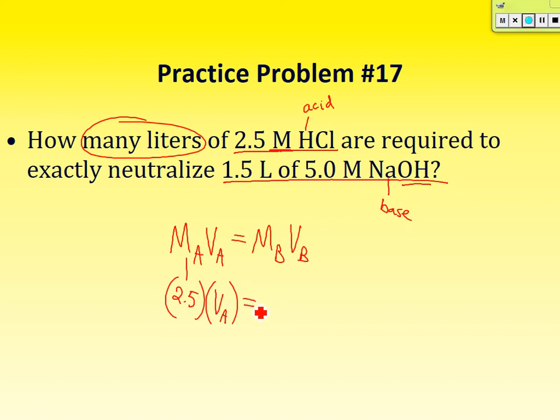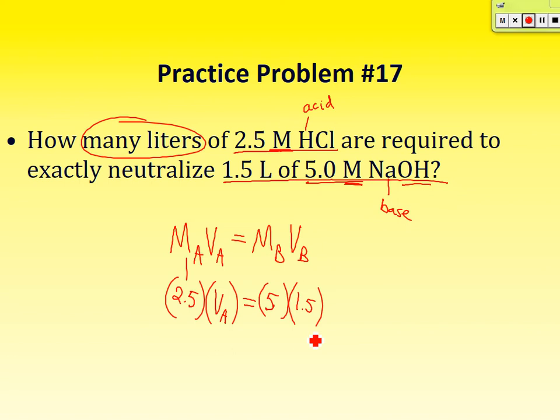Okay, let's set that equal to, did they give us the molarity of the base? Yeah. They did. What was it? 5. Was it 1.5 or 5? 5. Yeah, it's 5. How do we know that? This M right here is for molarity, so that's 5. And we're going to times that by the volume of the base, which was what? 1.5 liters. Okay, very good.